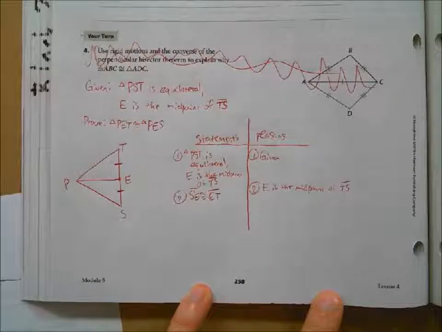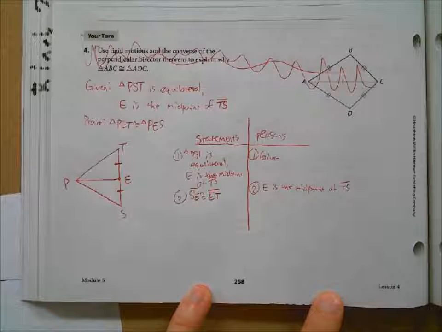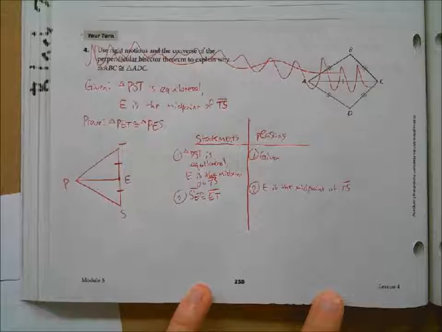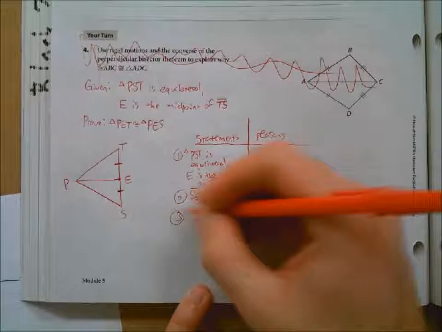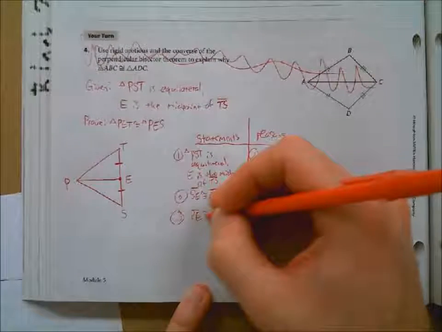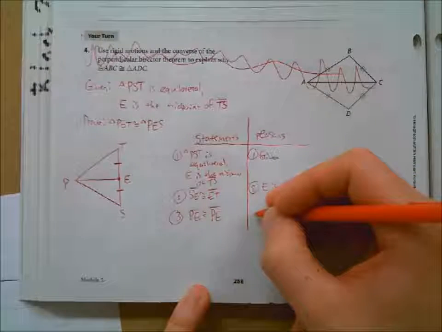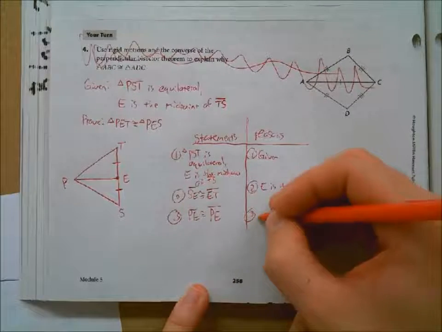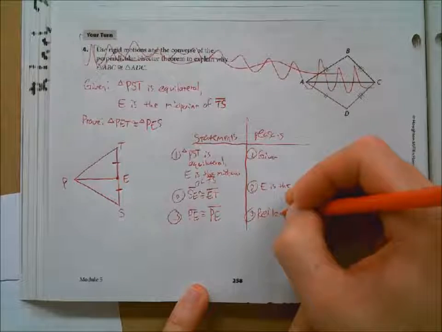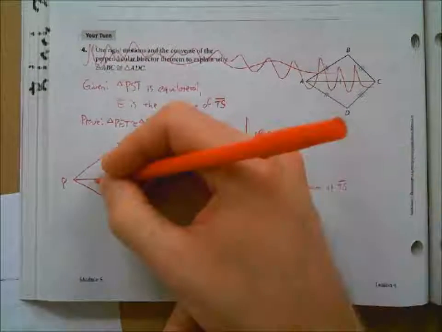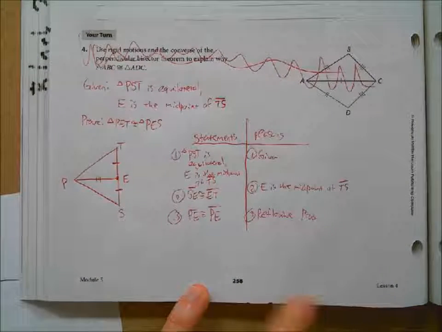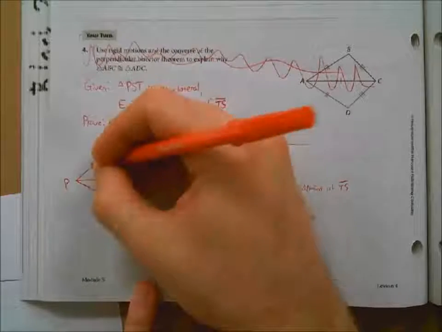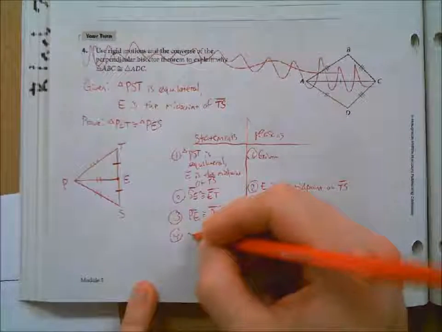What's another congruence that we could come up with here? What else can we say is congruent? Madison, go ahead. Segment PE is congruent to segment PE by the reflexive property. Very good. And then Jackson? PT and PS are congruent. How do you know? Because triangle PTS is equilateral. There you go.